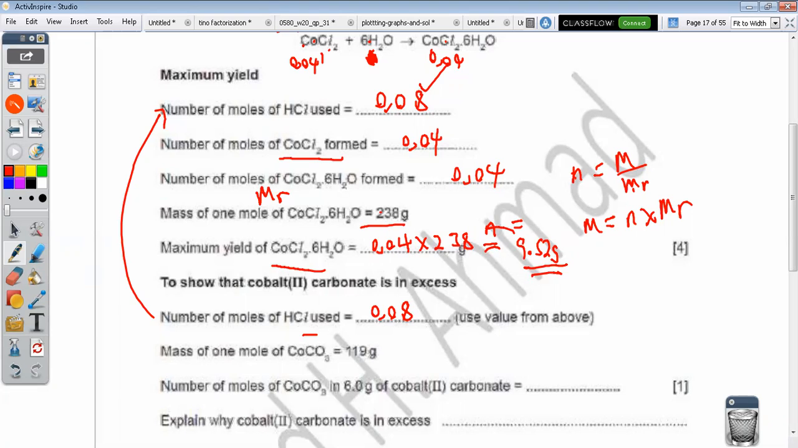That's what they are leading you to now. Now they're saying one mole of the cobalt is this. The number of moles of cobalt in 6 grams. So you see, go back to your formula here. We are given the mass and the MR. So it's 6 divided by 119, because it's the mass divided by the MR. So what do you get here? What do you get?